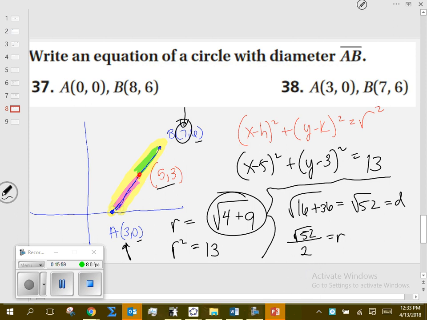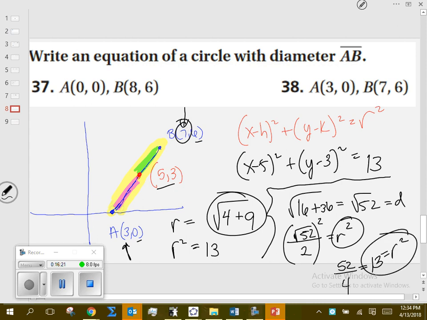Now, if you go that route, great, that's awesome. But I don't need r in my formula, do I? I need r squared. So what happens if I just square that, and I come over here and square that? What's the square of radical 52? 52. What's 2 squared? 4. What's 52 divided by 4? 13. And that is equal to our r squared, right?